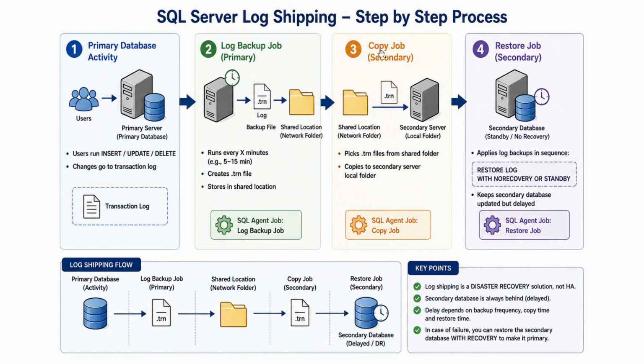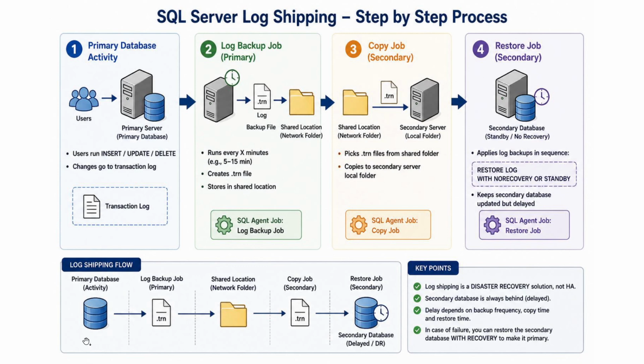The next job is the copy job, which is a pull job. It will pull the TRN file from the primary and place it on the secondary server. Finally, the restore job on the secondary will apply these TRN files in sequence, and at that moment whatever changes happened on the primary will be available. So backup, log copy, and log restore, all of these are agent jobs.